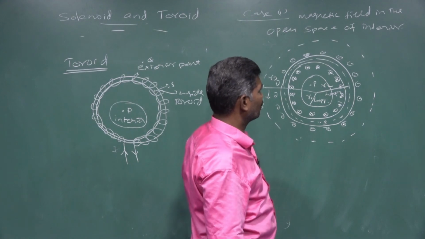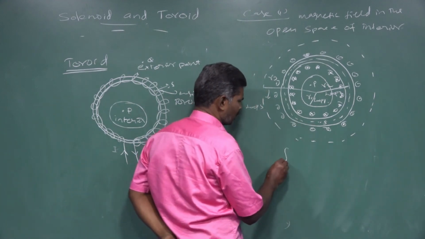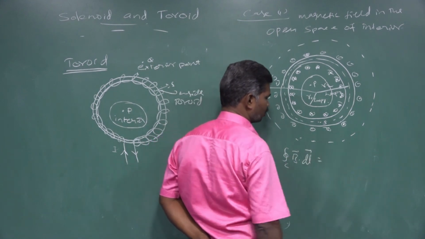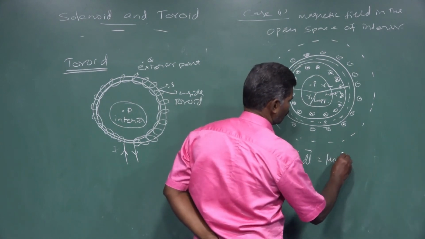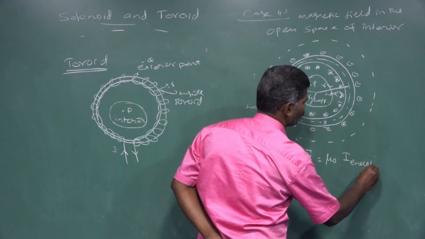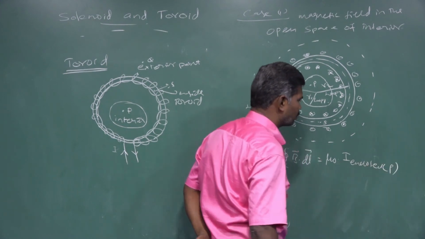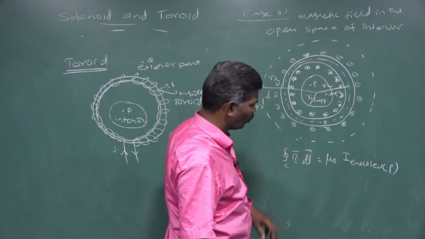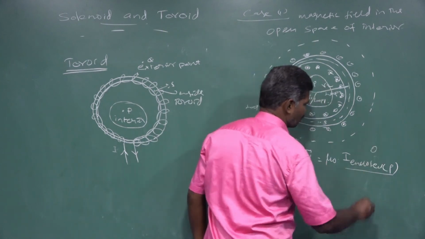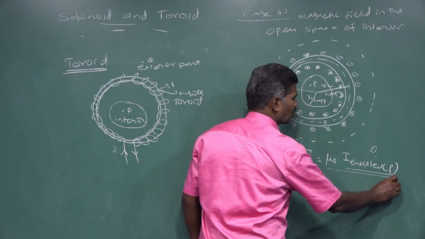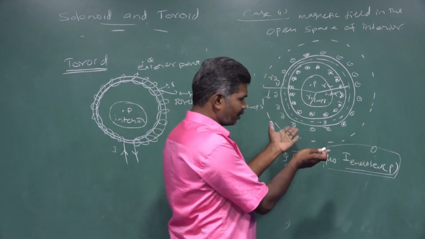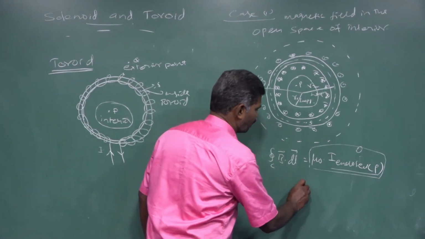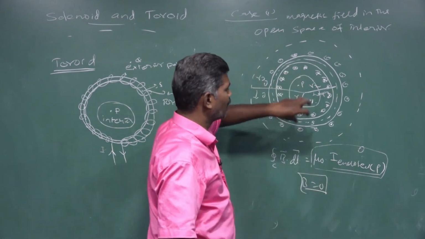So we apply Ampere's circuital law. Generally, Ampere's circuital law is the closed line integral of B vector dot dl vector equal to mu naught into I enclosed in that Amperian loop. Here we know there is no current in Amperian loop 1, so this value becomes 0. The right side is fully 0, so the left side can also be taken as 0. So there is 0 magnetic induction in the interior open space.